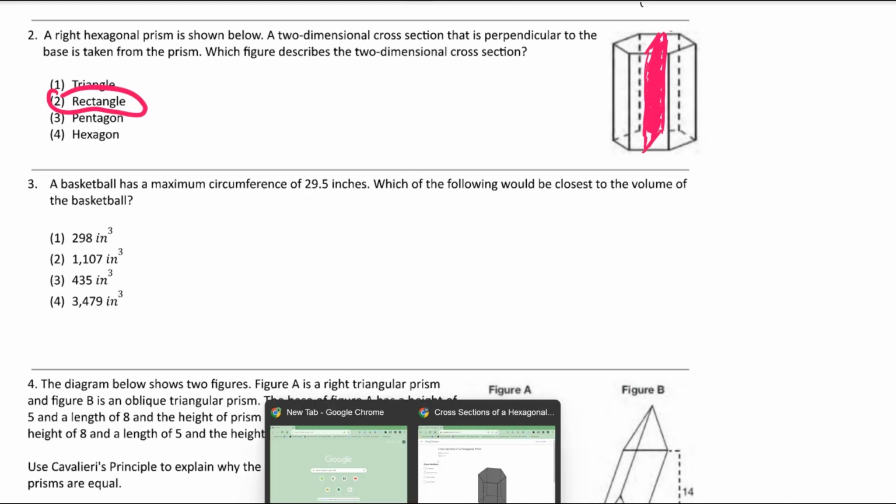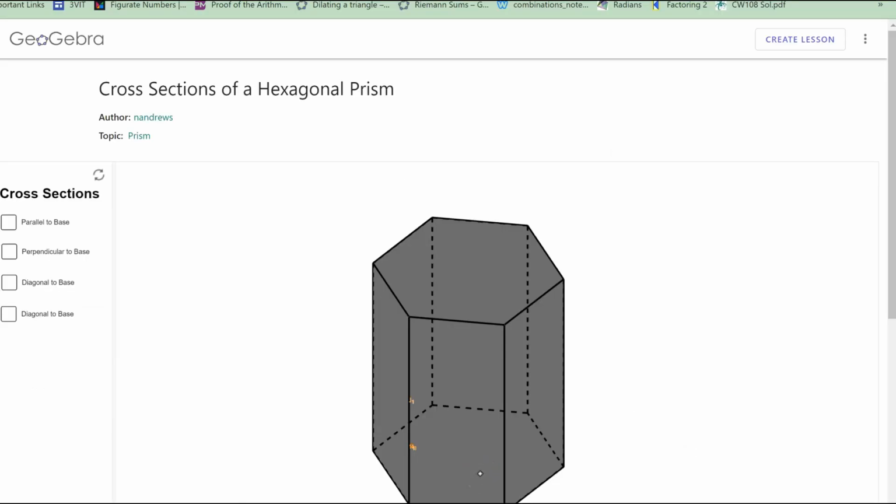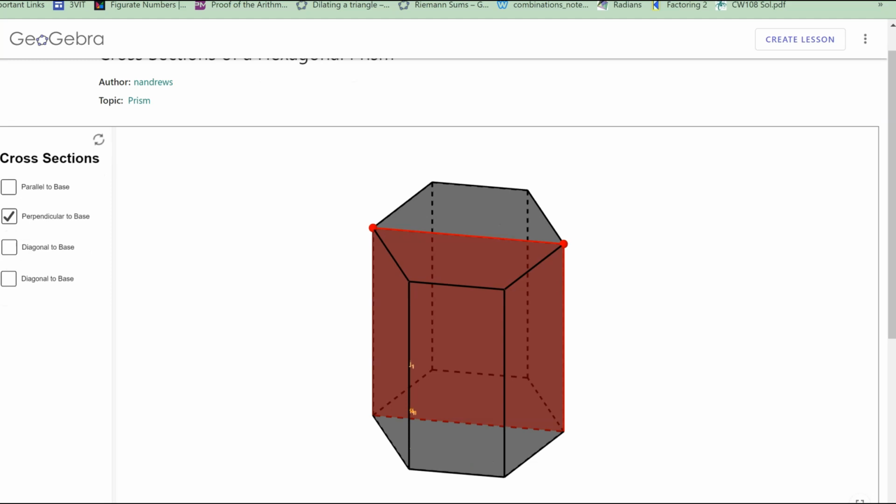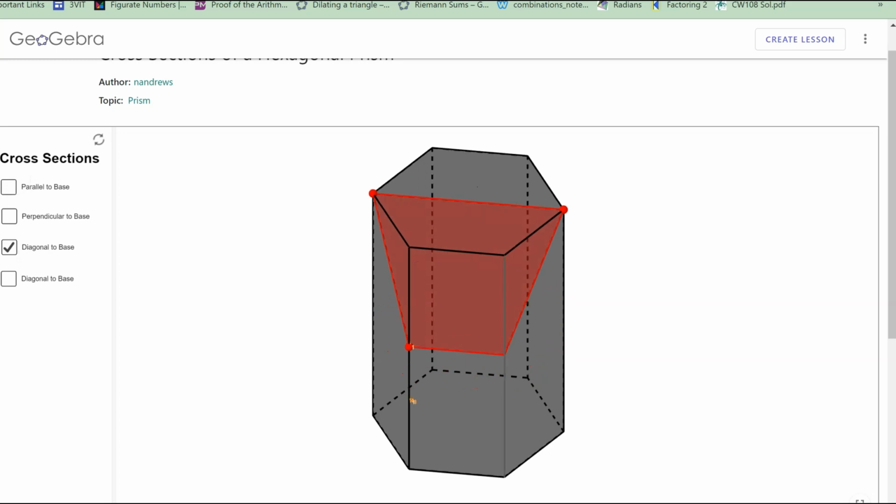Now if you're having trouble seeing that, picture this. I have a hexagonal prism, that dark shaded part, and that red thing is a cross section if I cut it perpendicular to the base. And it's always going to be a rectangle regardless of how I move it. If I instead cut it parallel to the base, that's when it would be a hexagon straight on through. And of course there are other shapes I can get by cutting it diagonally and just cutting off a corner like that to get a triangle.